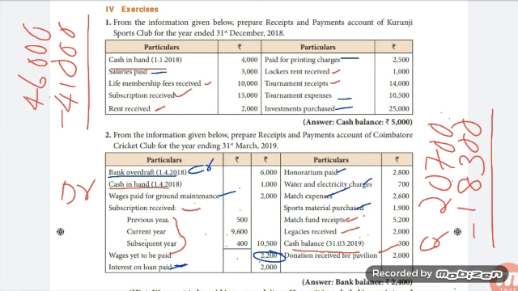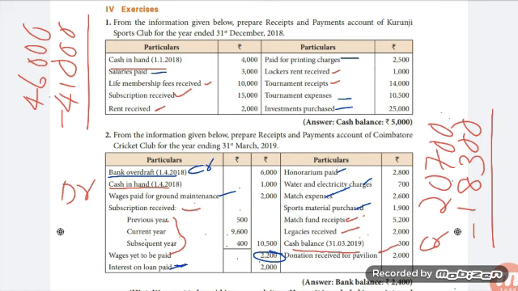Okay. Children, let me say once more. Credit side items: by balance brought down 6,000. Next, by wages 2,000. Next, by interest on loan 2,000. Next, by honorarium paid 2,800. Next, by water and electricity charges 700. By match expenses 2,600. By sports material 1,900. Then by balance carry down. Then cash balance 300. Okay.